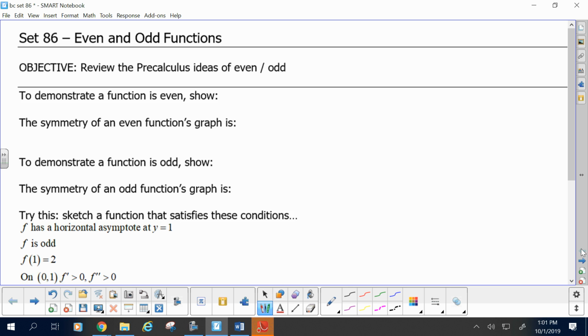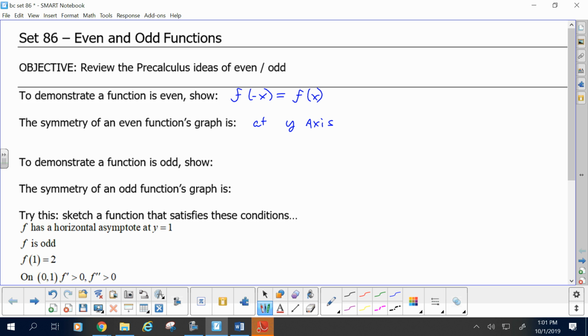How do you show a function is even? You show that when you put in a negative x, you get out the same as positive x. In terms of graphs, the symmetry of an even function is at the y-axis.